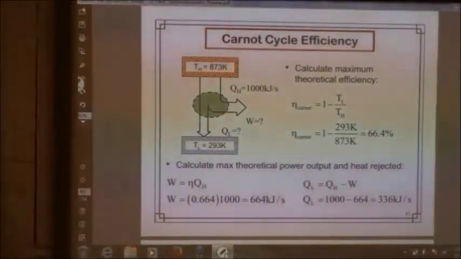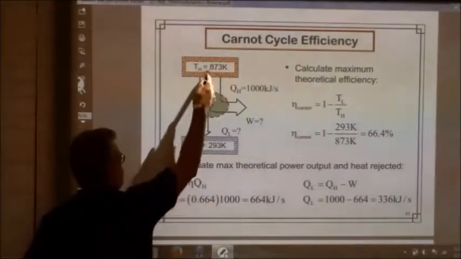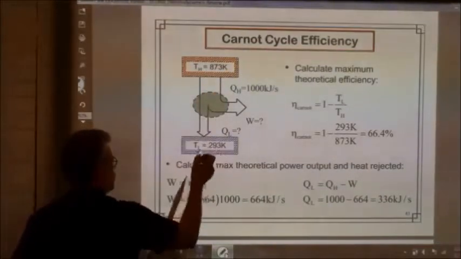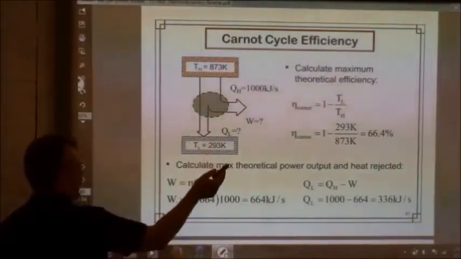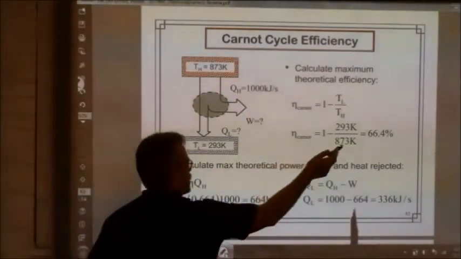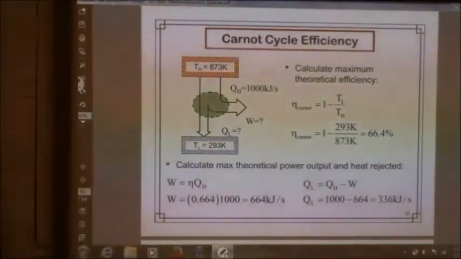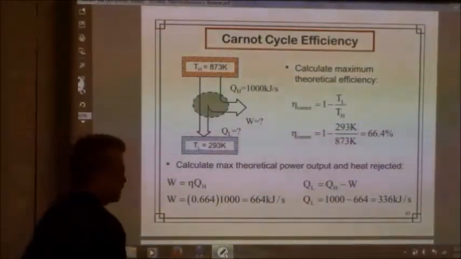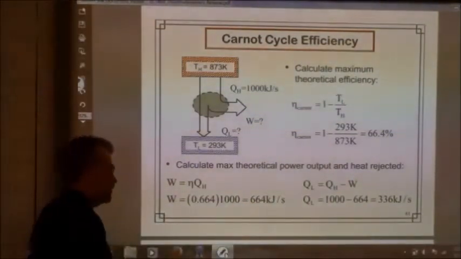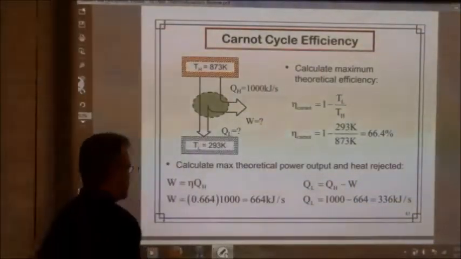Now what we're going to do is look at the best possible thermodynamic cycle acting between those two temperatures. So we take the 600 degrees C, convert it to Kelvin, and 15 degrees C, also convert it to Kelvin, and we see that our maximum Carnot efficiency is 66%, so that's almost twice what the previous efficiency was. You see that? And so the maximum power that we're getting out is 664 kilojoules per second, and we're only rejecting 336 kilojoules per second.